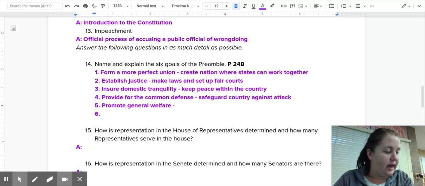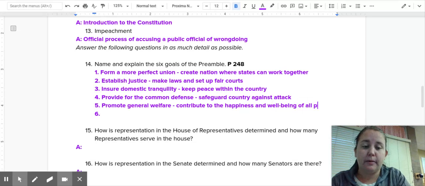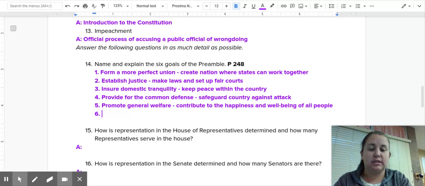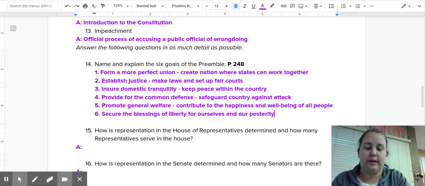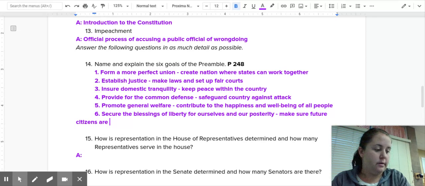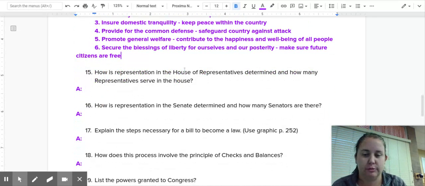This is the idea that our government is going to contribute to the happiness and well-being of all people, that everybody has that right. And the very last goal is that we're going to secure the blessings of liberty, which means freedom, for ourselves and our posterity. Which basically means we want to make sure that we are free, and that future citizens are also free. Okay, those are the 6 goals of the preamble, the 6 things that our founding fathers thought that our Constitution should be able to do.